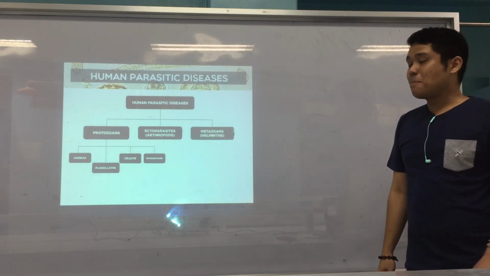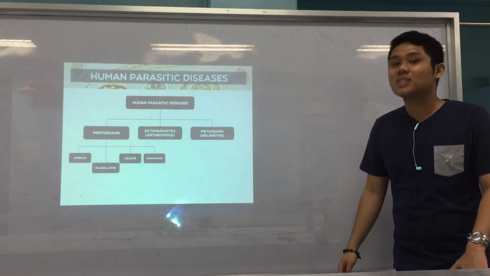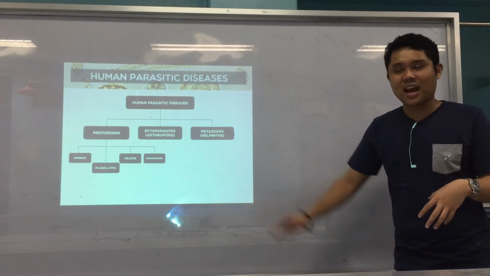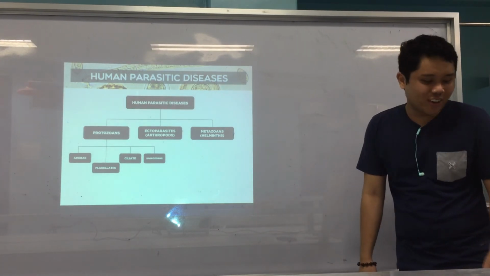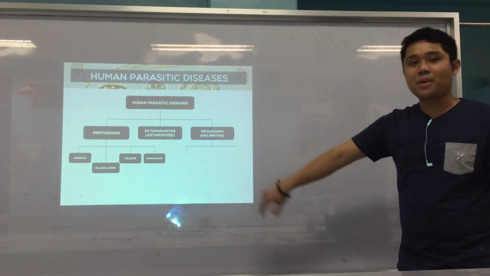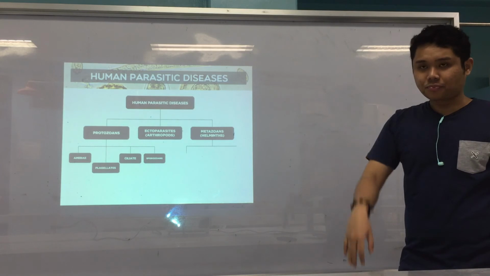And lastly, you have the metazoans, or what we call your helminths. When you say helminth, these are now your roundworms. So, mga bitok na yun, guys. This is what you know. Mga bitok. So, the metazoans or your helminths are then classified into three subgroups.